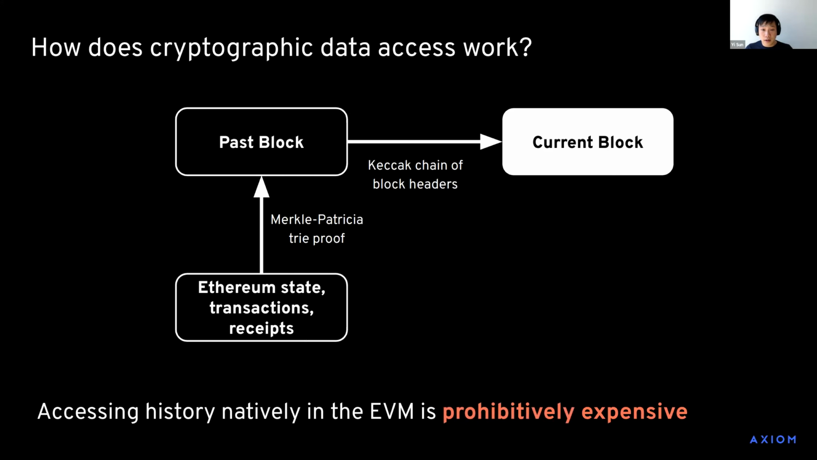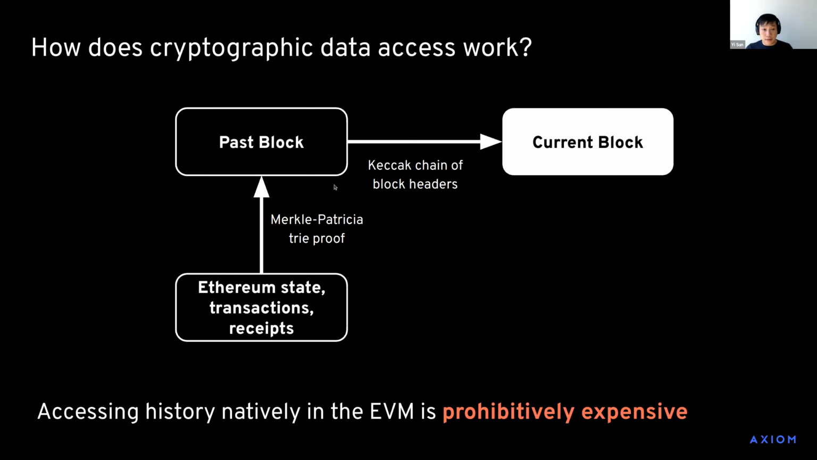Now, how does this work? Well, to actually show that you possess a valid transaction from a block that's 1 million blocks ago, what you have to do is demonstrate first that the block header of that block is valid. To do that, you have to verify a Keccak chain of block headers from that previous block header to the current block. Namely, you need to show that the past block has a header whose hash appears in the next block, and that block has a header whose hash appears in the next block, and so on.